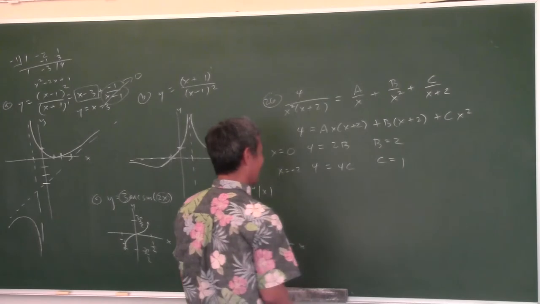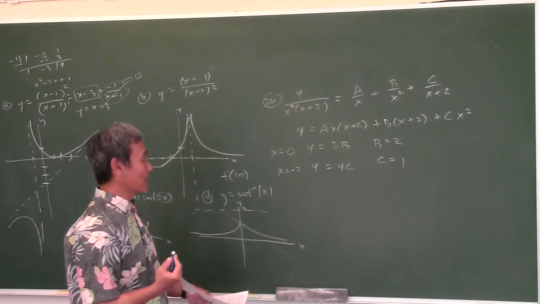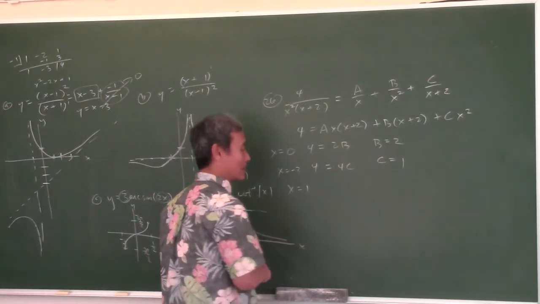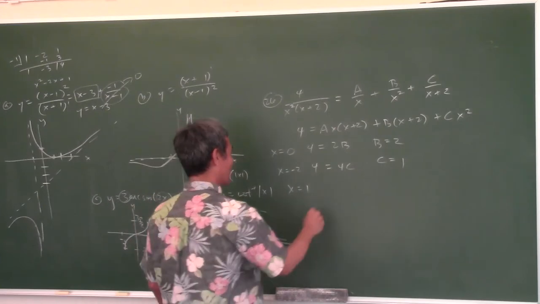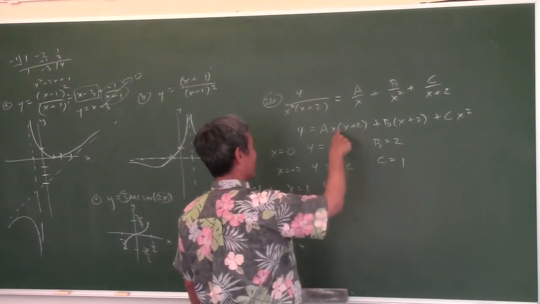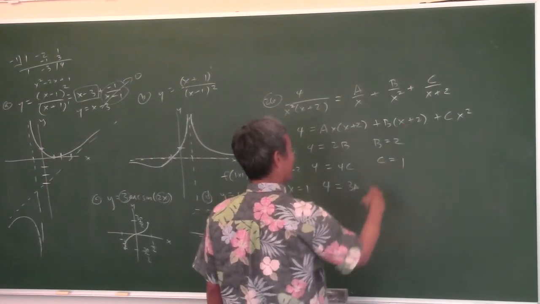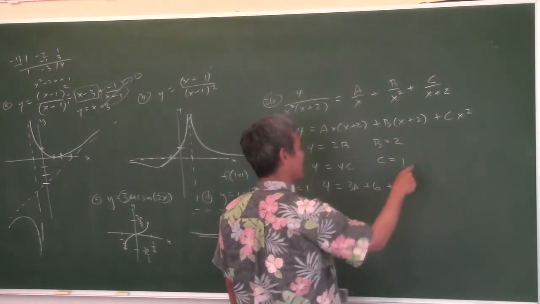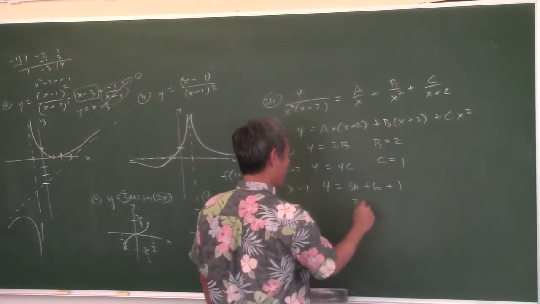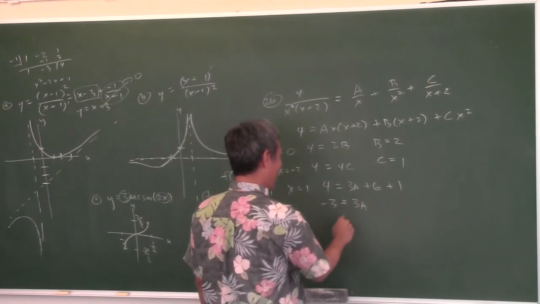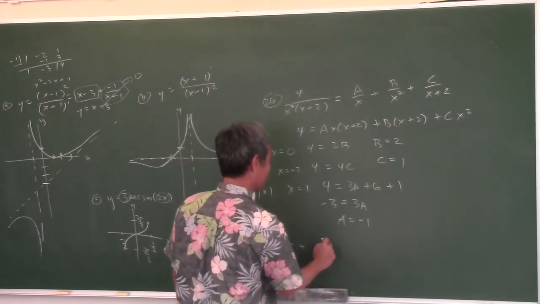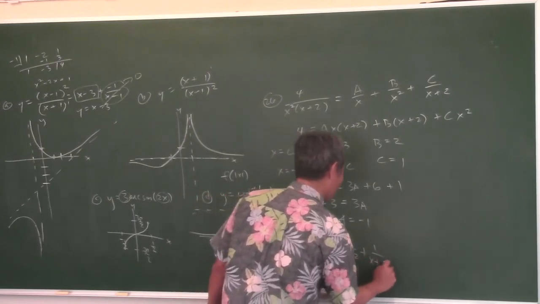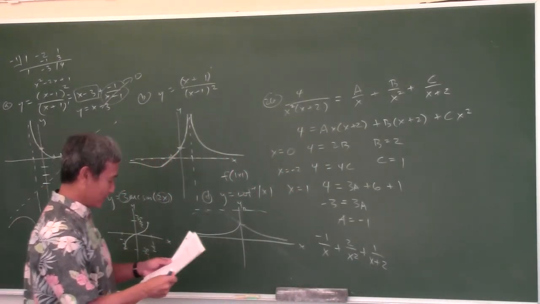c is 1. Now, we've run out of good numbers to plug in, but you still have to plug in one more number to figure out a. So pick a nice one. How about 1? You don't have to pick 1. You can pick 7 if you want, but I think 1's a lot easier. 4 equals 3 times 1a, so that's 3a. Plug in 1 here, that's 3b, but we already know b is 2, so that's 6. Plus c, but we already know c is 1. So 3a is equal to negative 3, a equals negative 1. So your final answer is negative 1 over x plus 2 over x squared plus 1 over x plus 2. That's how you decompose into partial fractions.